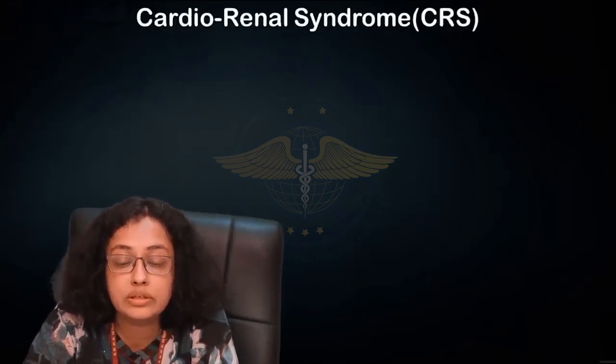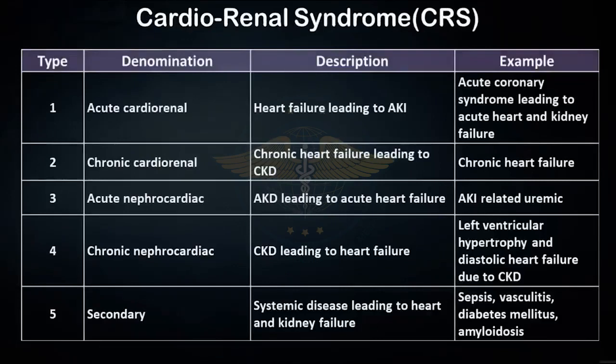Cardiorenal syndrome is another condition which is frequently discussed with AKI. Cardiorenal syndrome has now been classically classified into 5 types. Acute cardiorenal syndrome, with heart failure leading to AKI, for example, acute coronary syndrome leading to acute heart and kidney failure. Chronic cardiorenal or type 2, where there is chronic heart failure leading to CKD.